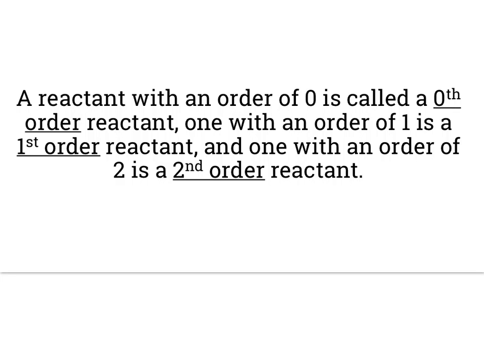So a reactant with an order of 0 is called a 0th order. One with an order of 1 is a first order reactant, and one with an order of 2 is a second order reactant. I know that may seem mildly obvious, but you're going to see those terms, like, it's first order with respect to blah, blah, blah. That means that thing's first order, which means it has an order of 1. So let's talk about what these orders actually mean.